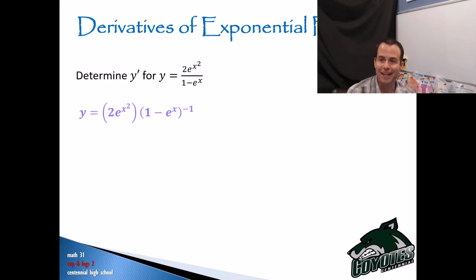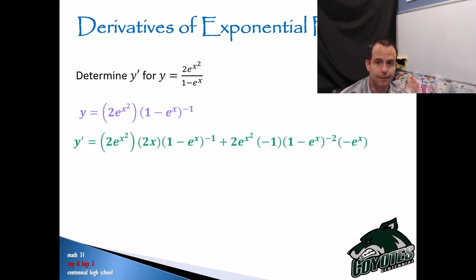Okay, times g, which is this guy, plus f, which is this guy, times the derivative of g. Now the derivative of g would be -1, this to the -2, times the derivative of the inside function, which would be -e to the x, times the derivative of that inside function. Okay, now that inside function was just x, and the derivative of that was 1.